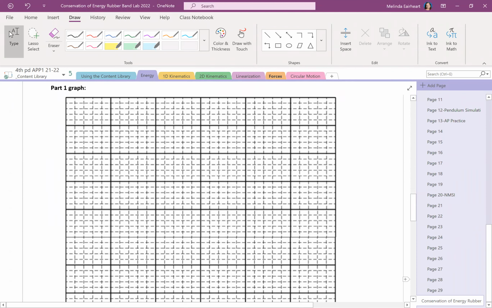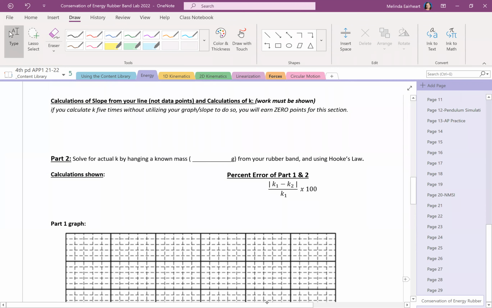And then later, maybe before next class, you do the slope and figure out what the slope is telling you to get a value for k. And again, if you just calculate k 5 times and take an average, you'll get 0 points for that section, okay? Not best practice. So you'll have a k value, all right? Well, how do we know if that's right or wrong? Well, these rubber bands are not labeled with a k value, and over time it changes, right?